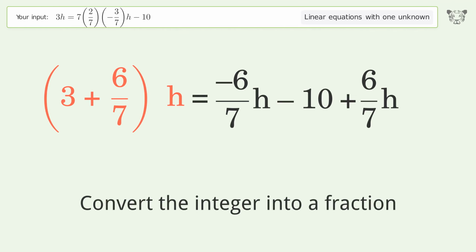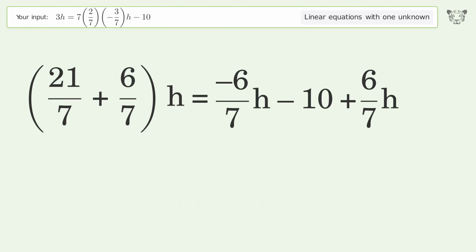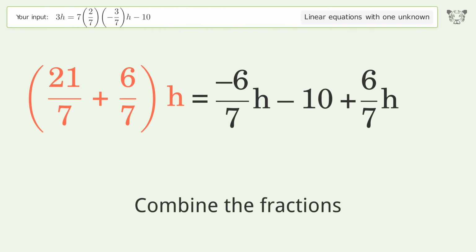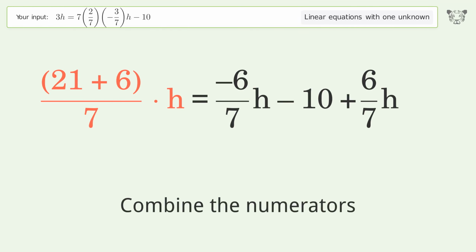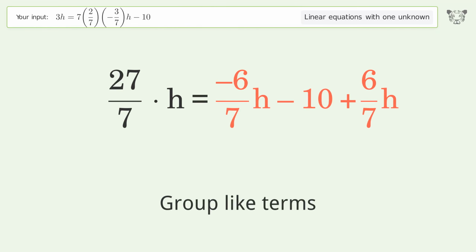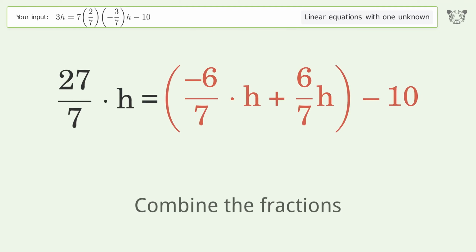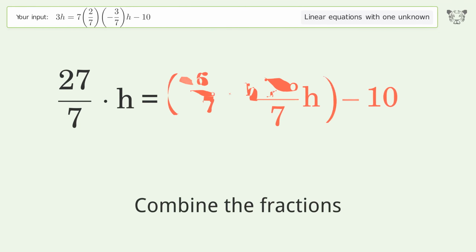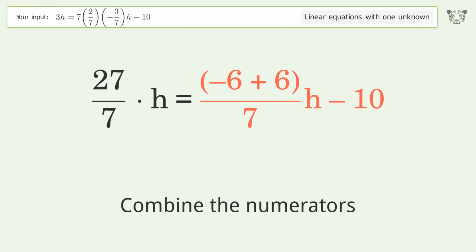Convert the integer into a fraction. Combine the fractions. Combine the numerators. Group like terms. Combine the fractions. Combine the numerators.